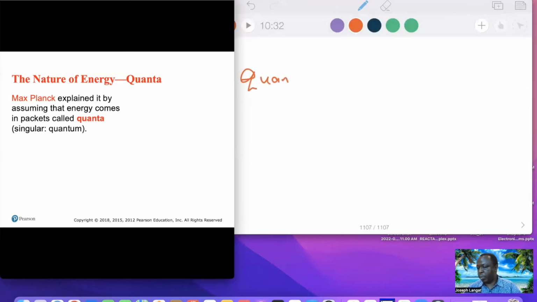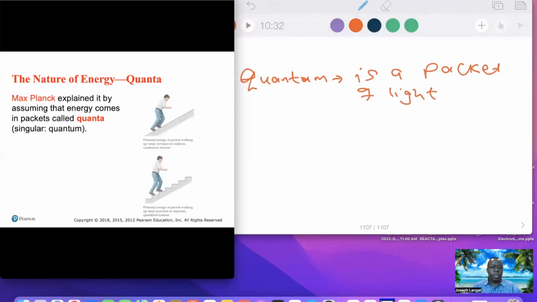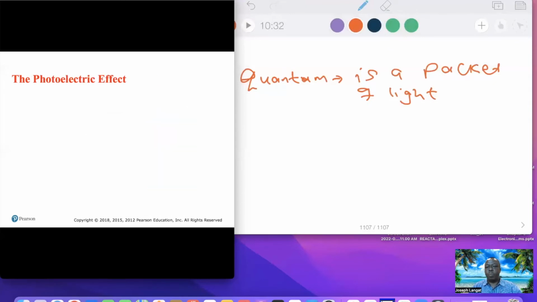According to Max Planck, a quantum is a packet of light, like a small particle, but of course many, as opposed to just continuous. So he's saying that the light coming from the hot object is emitted in small packets. That's what he proposed, that light emitted by a hot object comes in small packets, which we call quantum for one, quanta for many.